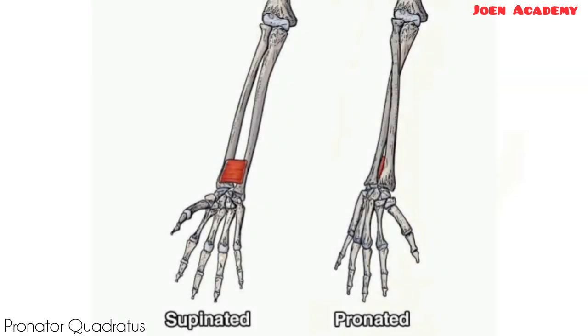It originates from the anterior surface of the ulna and attaches to the anterior surface of the radius. The action of this muscle is that it pronates the forearm, and the nerve supply to this muscle is by the median nerve, the anterior interosseous branch.